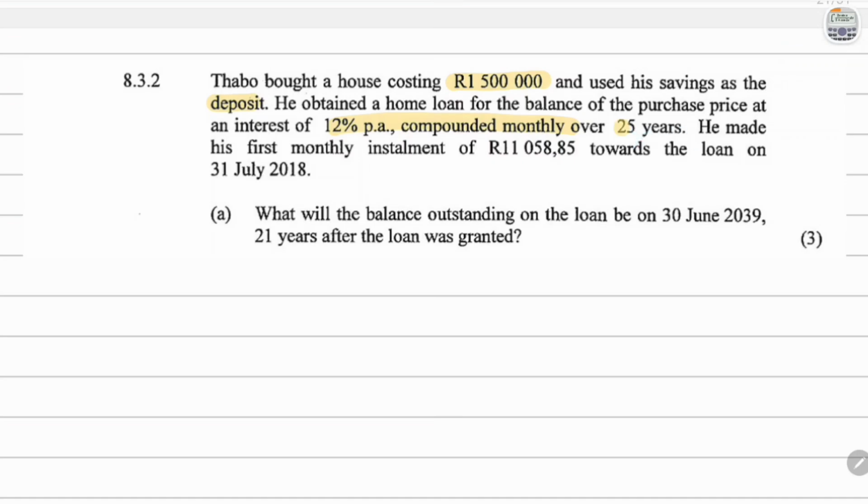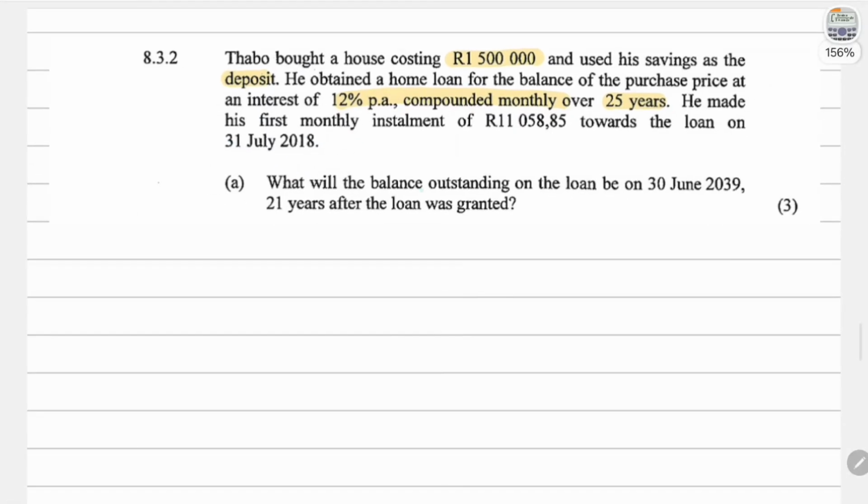And this loan goes for 25 years. He made his first monthly installment of 11,058.85 cents towards the loan on the 31st of July 2018. And the first question is, what will the balance outstanding on the loan be on the 30th of June 2039, 21 years after the loan was granted? Okay, so it's great that they told us this so we don't have to overthink it.